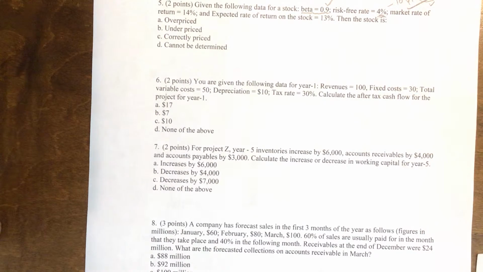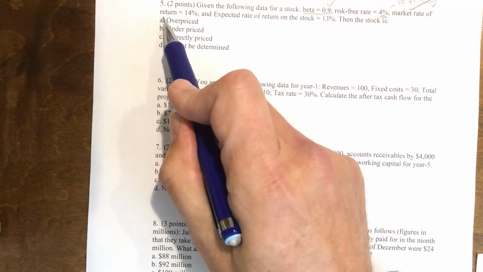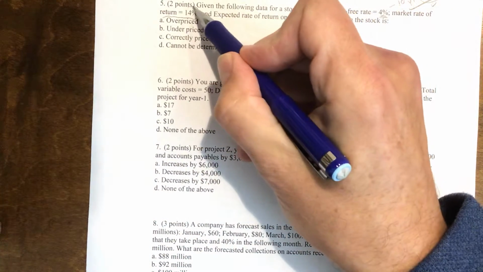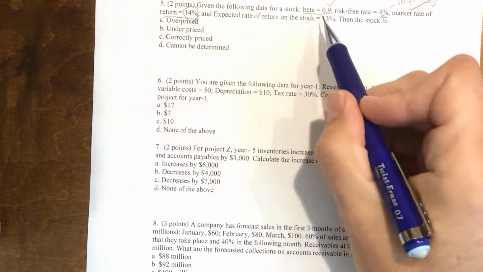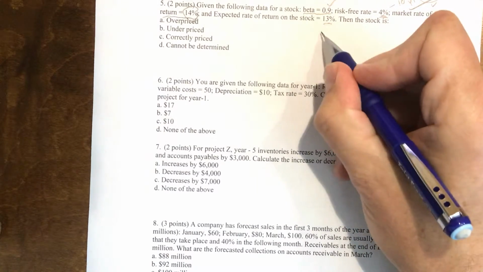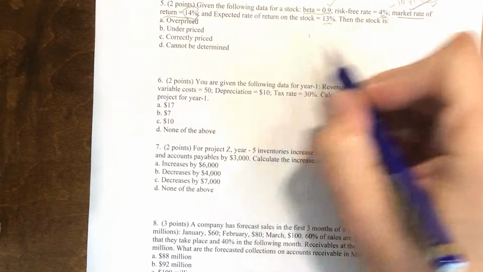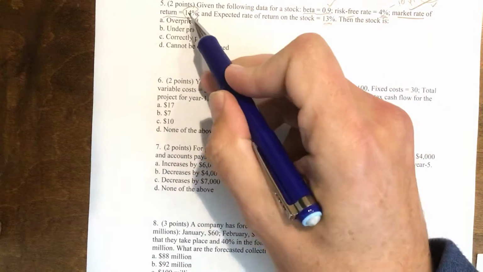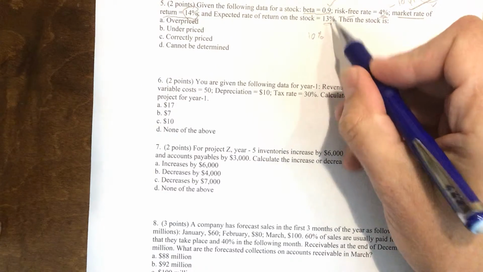Although in 2008, 2009, some people were debating whether that was a good assumption. And the market rate of return is 14%. So I think what they're saying is the average stock people are expecting a 14% return. And the expected rate of return on this stock is 13%. So what you can do is calculate the market risk premium, which is the market rate of return less the risk-free rate. So 14% less 4%, that's 10%.